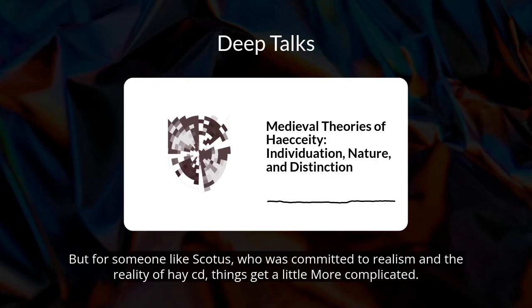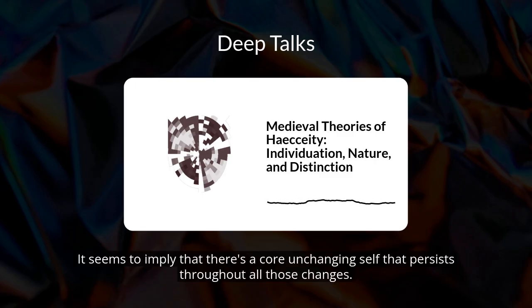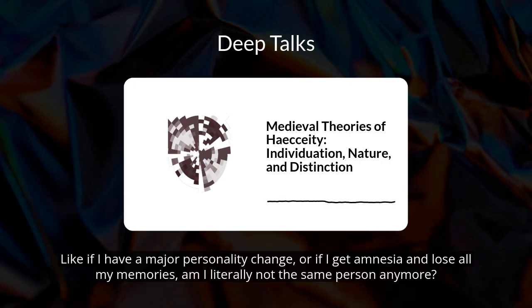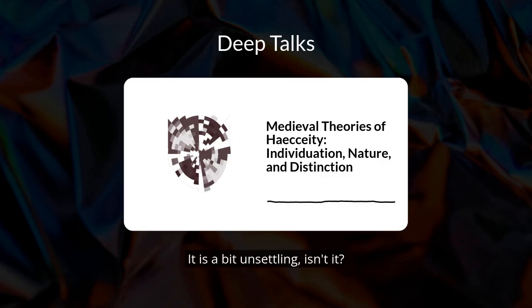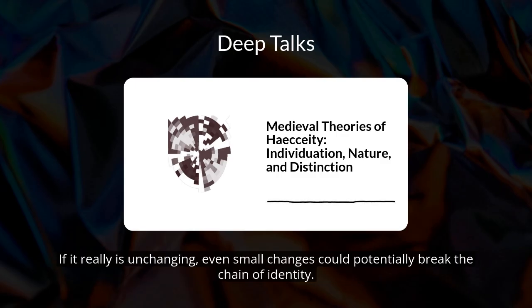Perfect analogies. But for someone like Scotus, who was committed to realism and the reality of Haecceity, things get a little more complicated, because if Haecceity is this fixed, unchanging essence, it seems to imply that there's a core unchanging self that persists throughout all those changes. But wouldn't that mean that big changes would threaten our very identity? Like, if I have a major personality change or if I get amnesia and lose all my memories, am I literally not the same person anymore? That's a scary thought. It is a bit unsettling, isn't it? And that's one of the big challenges of trying to make Haecceity work with the idea of personal identity over time. If it really is unchanging, even small changes could potentially break the chain of identity.